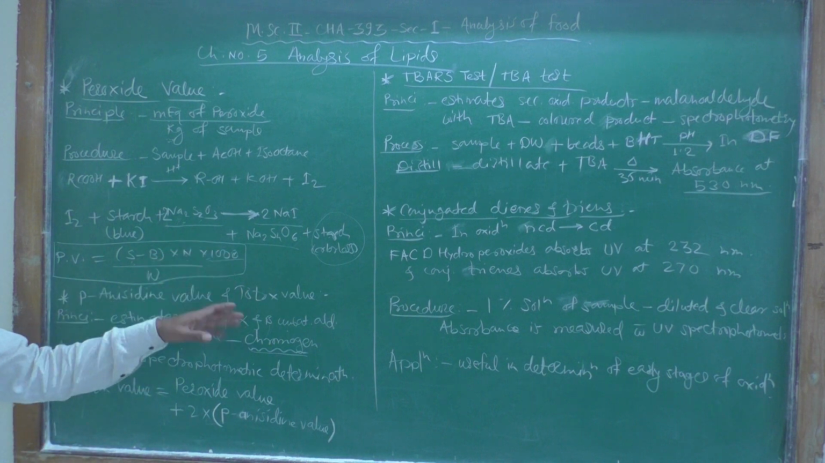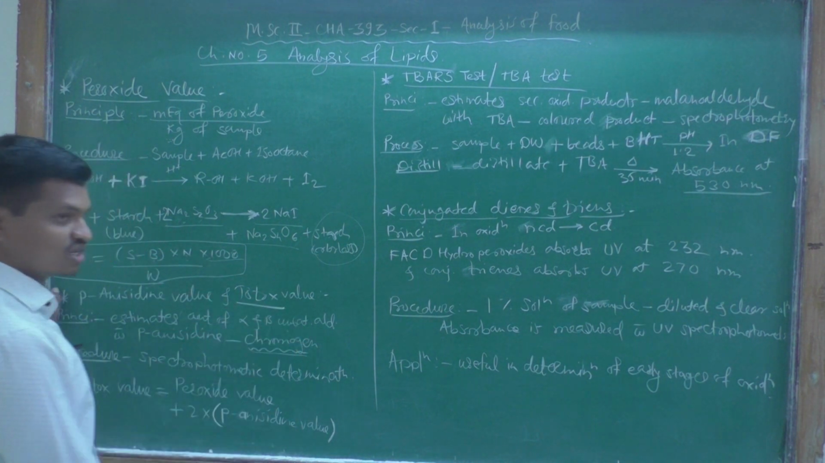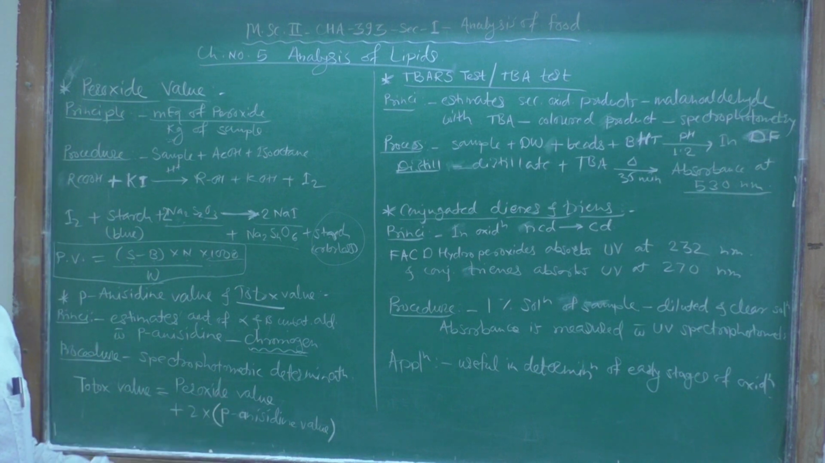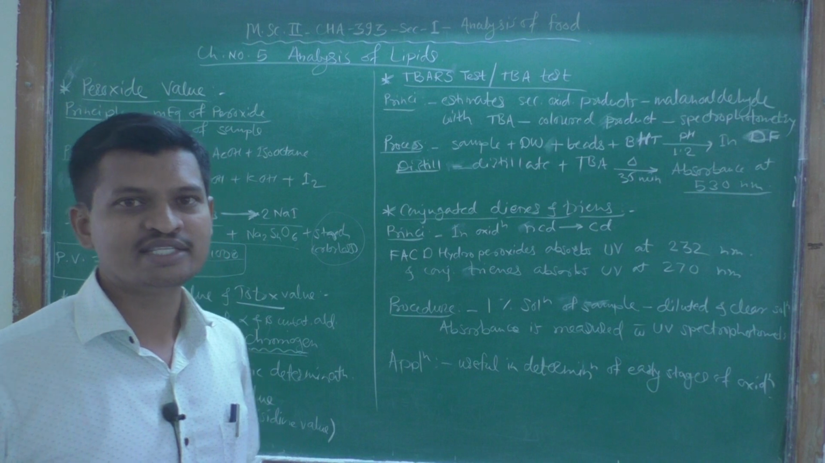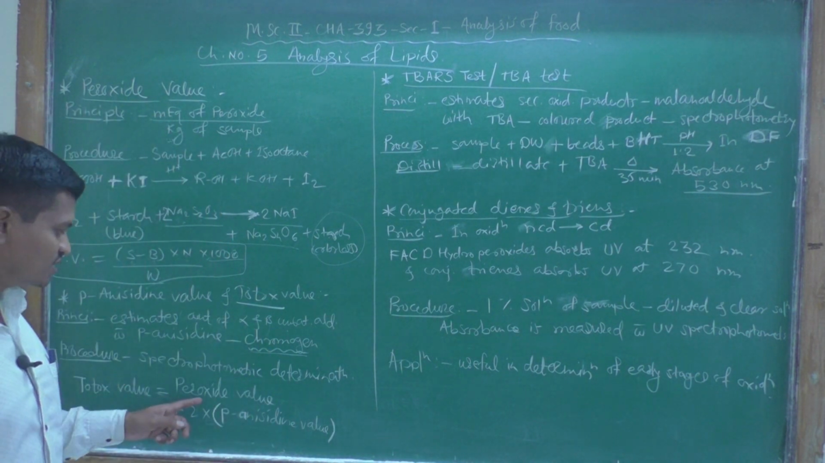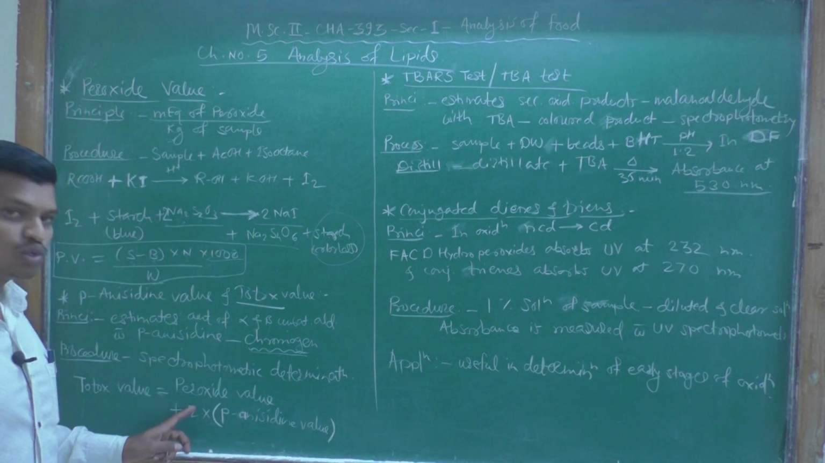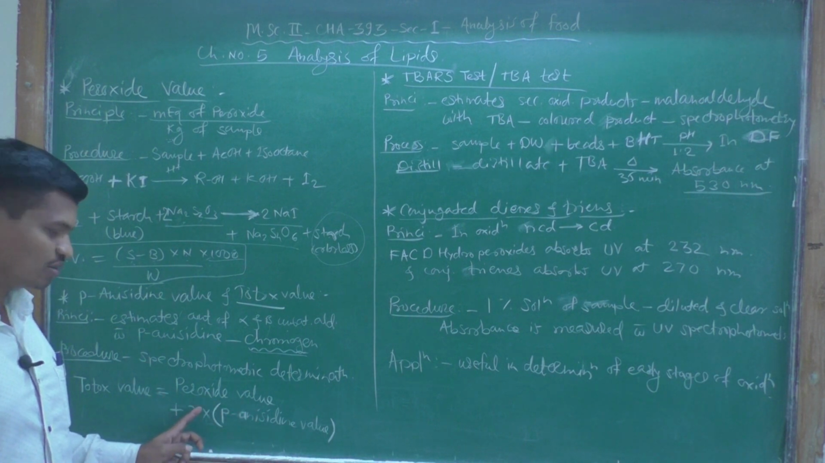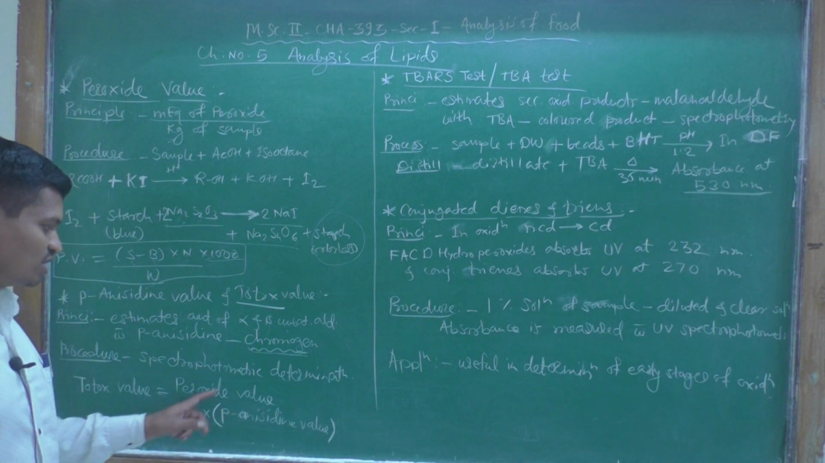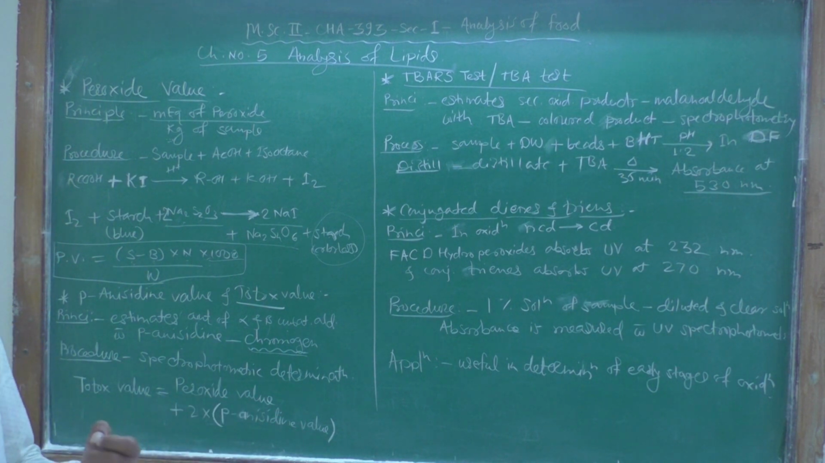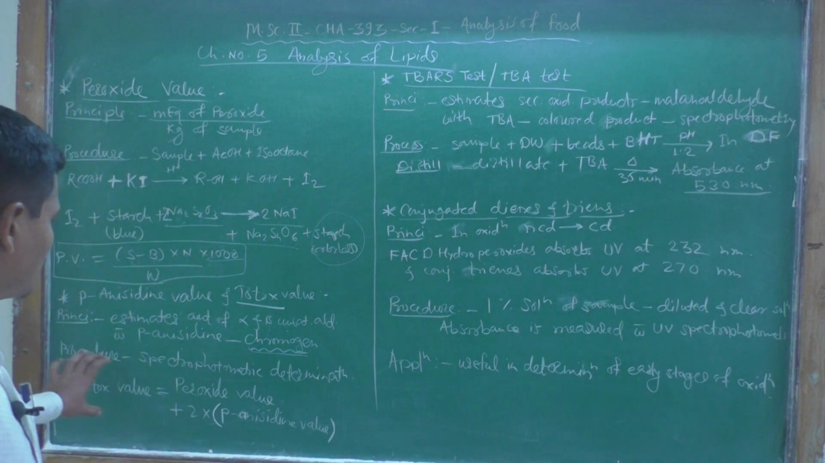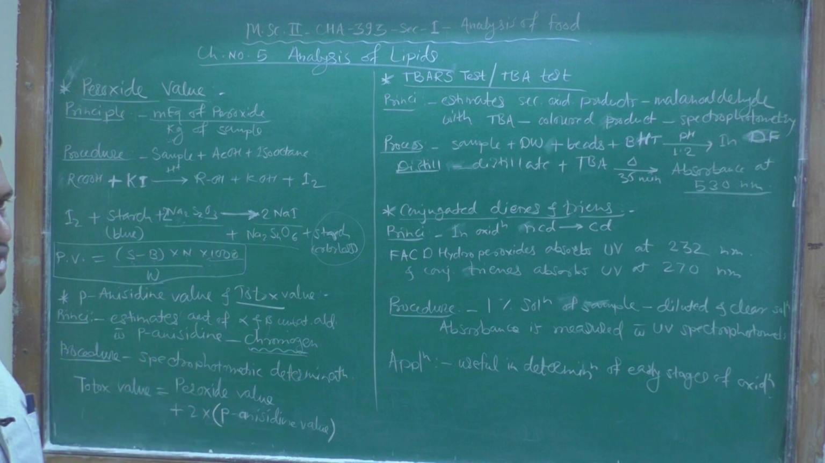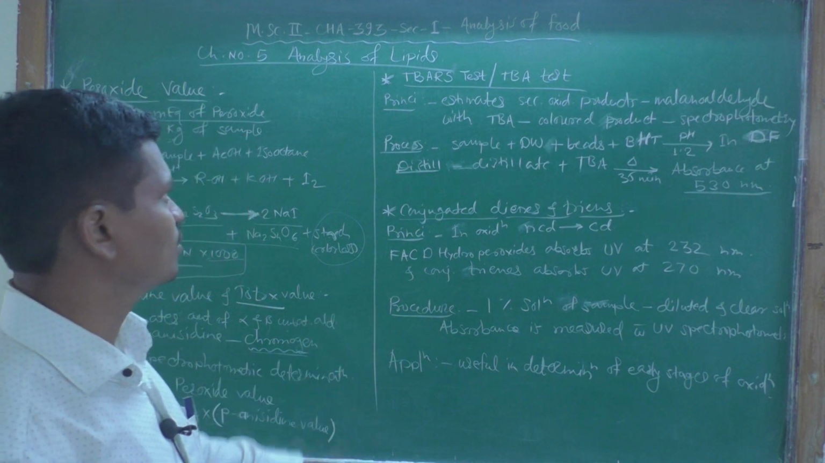Now what is this Totox value? This Totox value is the sum of two values: peroxide value and para-anisidine value. It can be calculated as peroxide value plus double the para-anisidine value, that is, 2 times para-anisidine value. So this equation gives you the Totox value. So this is the second estimation, that is, para-anisidine value and Totox value.